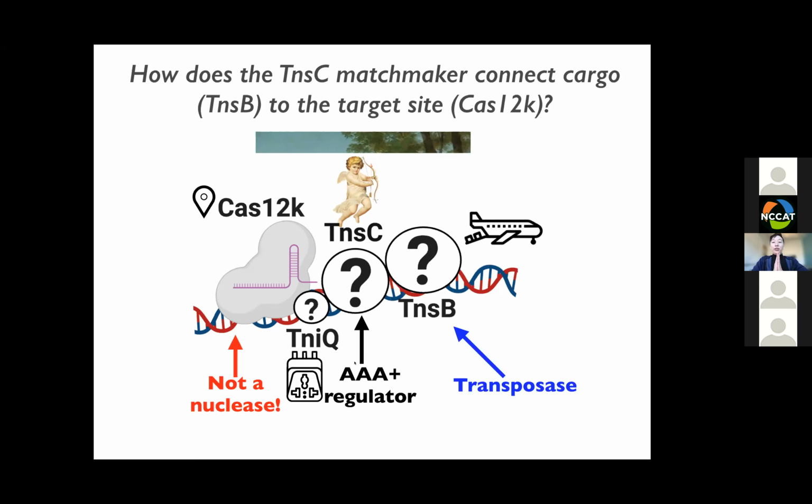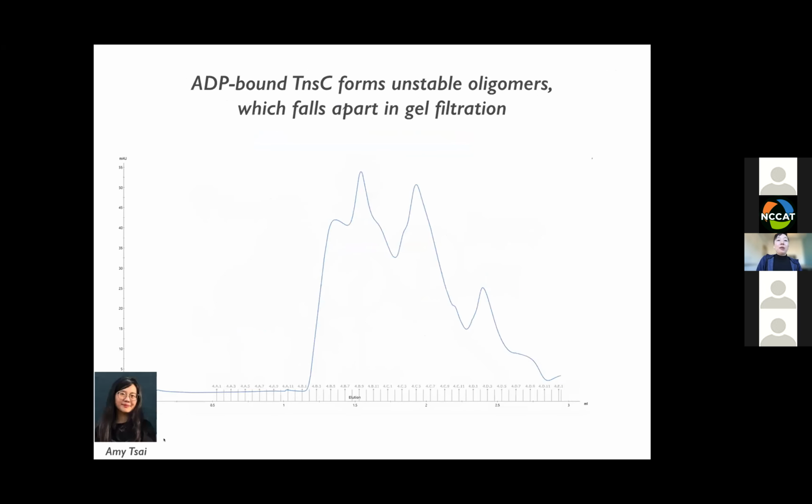And since I'm on the road this week, I have to apologize, this is the worst slide in the entire talk, but I'll just get into it. So what we did next is, we knew that these TnsC proteins were unstable in the presence of ADP. And in the work with Amy Tsai, we actually did something that a lot of biochemists and cryo-EM people do. We actually ran size exclusion.